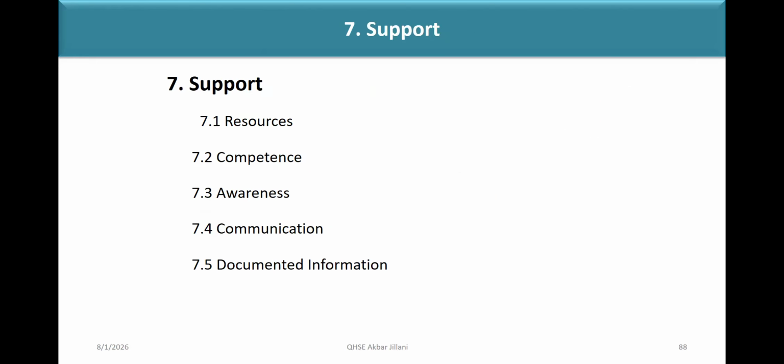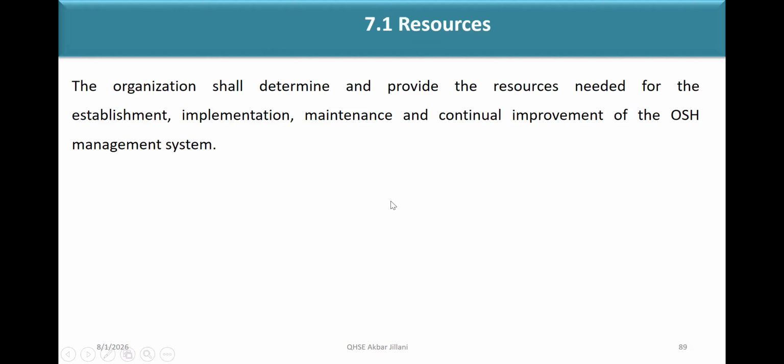Now, support. When we come to the support part, it is also a very good part, and this is the same as in the other ISO standards. So now let's start the support part. The support part is clearly indicated: 7.1 resources, then 7.2 competence, 7.3 awareness, 7.4 communication, and 7.5 documented information. So now let's start with resources.